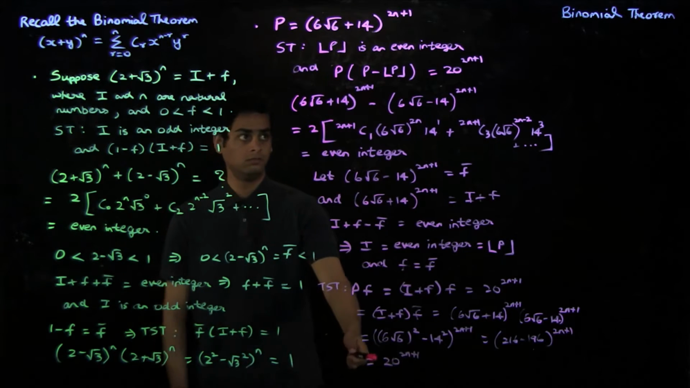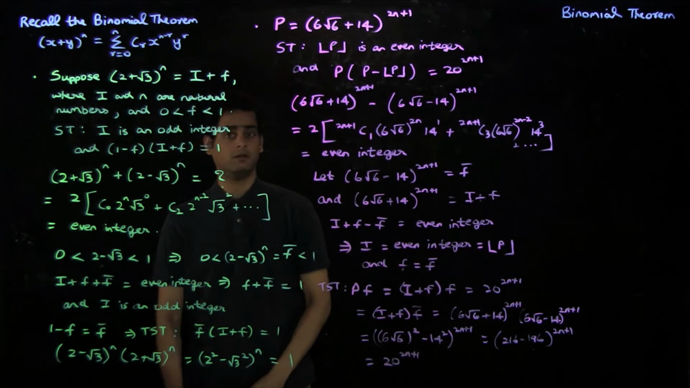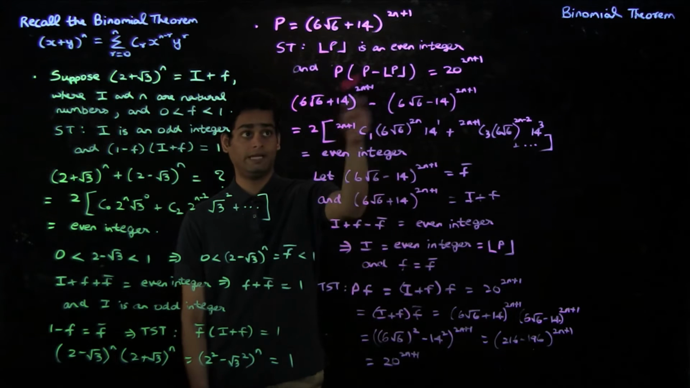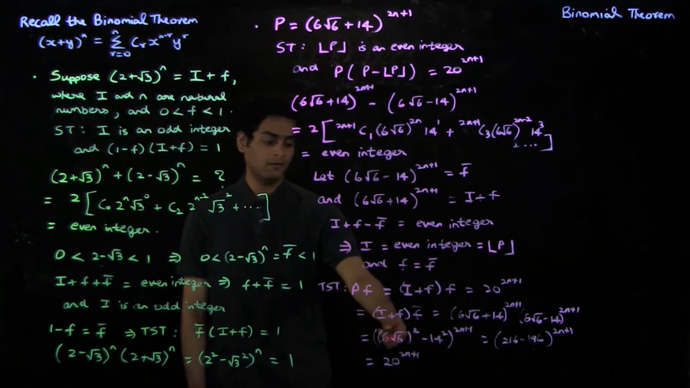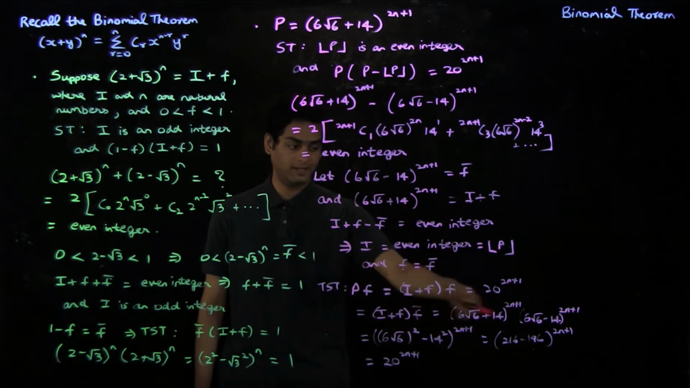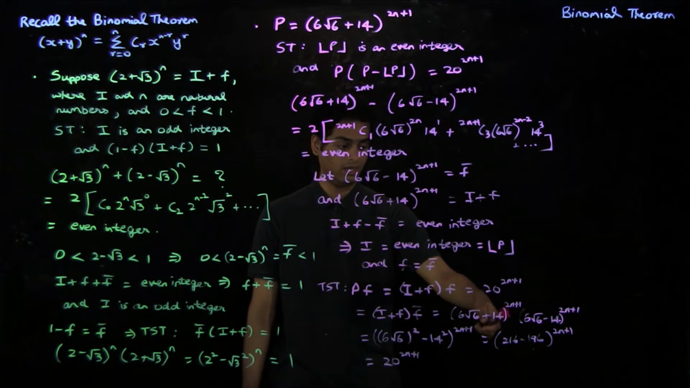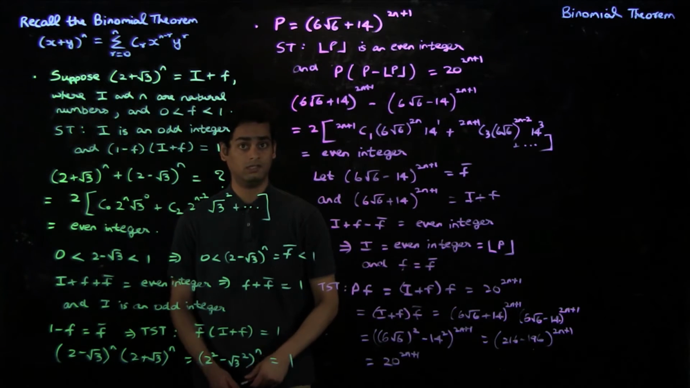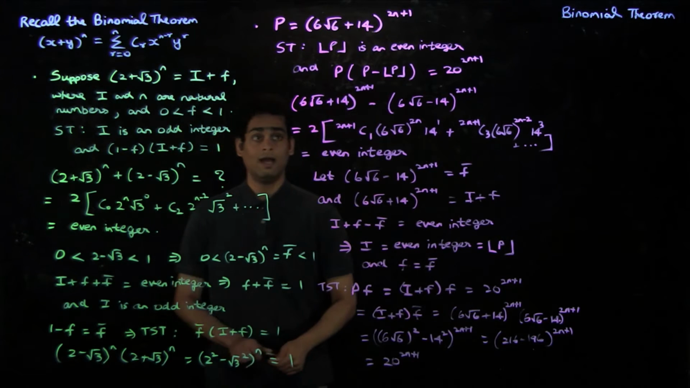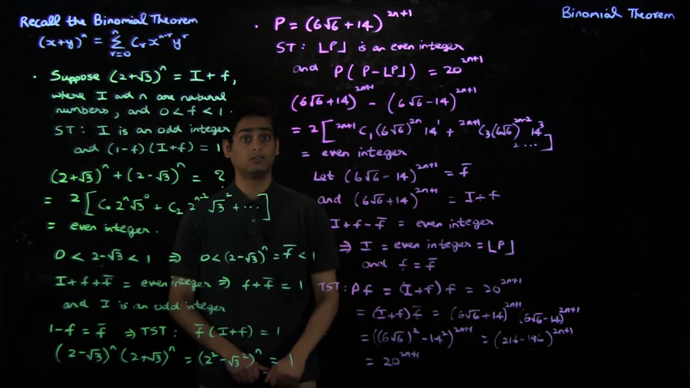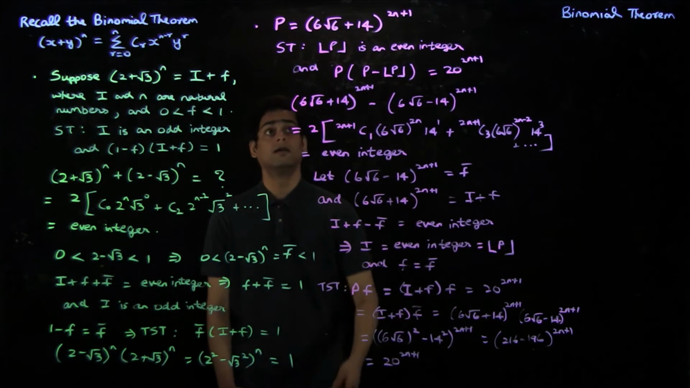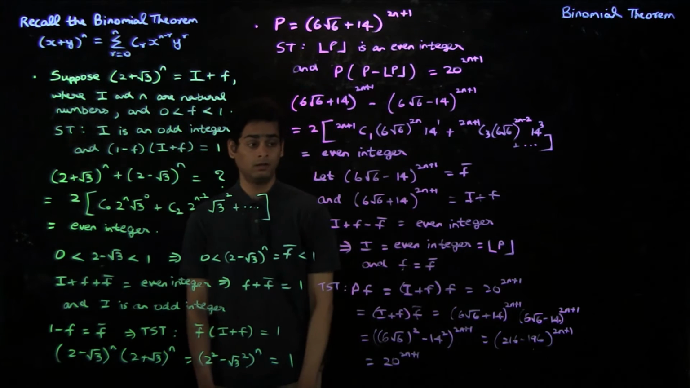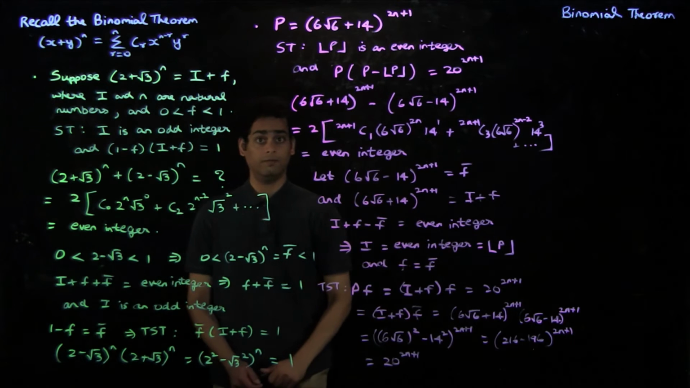So this shows the result we wanted to prove, that p times the fractional part of p is 20 power 2n plus 1. And once again, the idea was to somehow re-express p times the fractional part of p as the product of conjugates, in this case 6 times square root of 6 plus 14 and 6 times square root of 6 minus 14, and the result then follows easily. So once again, we've seen an application of the binomial theorem where we are asked to derive the integral part of a given irrational number raised to a binomial exponent, and we've seen how to do that using the binomial expansion.